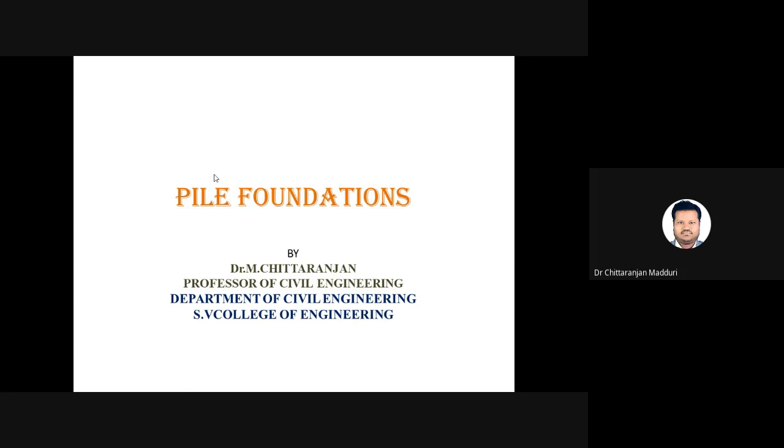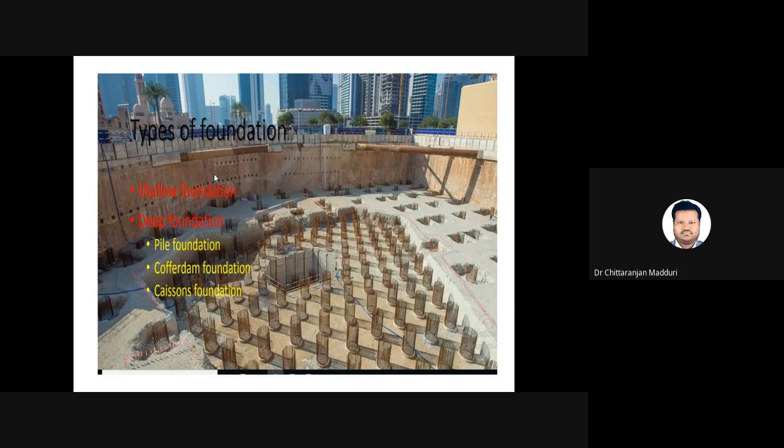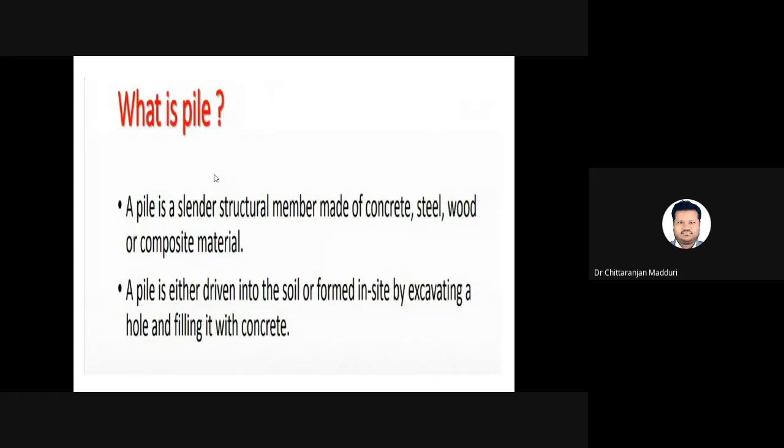Pile foundations come under the category of deep foundation because the depth of the foundation is greater than the breadth of the foundation. So let me ask you, what do you mean by pile? A pile is a slender structural member. It is made of concrete, steel, wood, or composite material. A pile is either driven into the soil or formed inside by excavating a hole and filling it with concrete. Generally we have two types of construction: one is cast in situ, another one is precast.